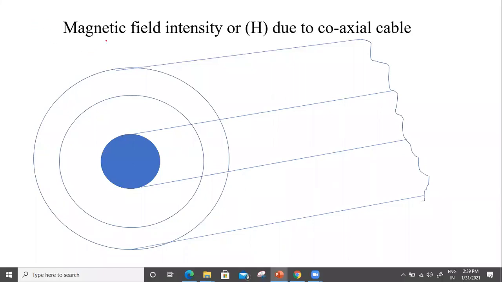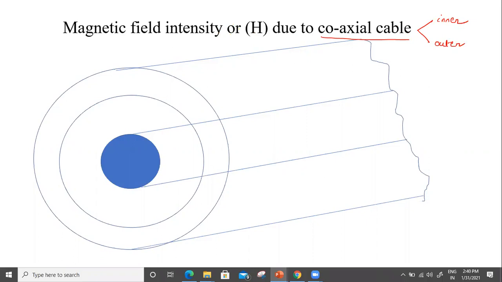Hello viewers, today we are going to discuss magnetic field intensity, or H bar, due to a coaxial cable. Before going to discuss this topic, let me explain the coaxial cable. It consists of two conductors: one is the inner conductor, the other is the outer conductor. The inner conductor carries the current, and the outer conductor will protect the inner conductor.